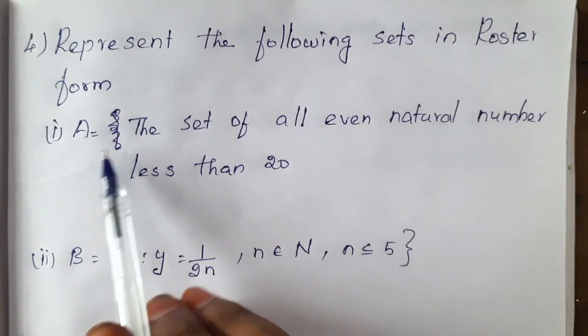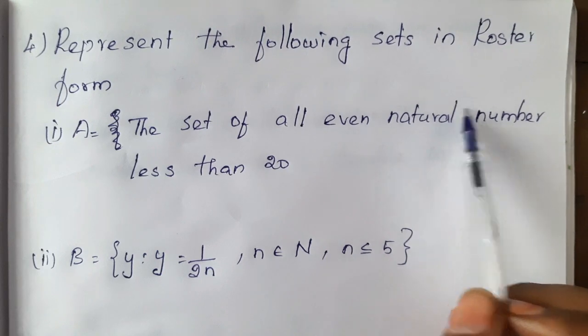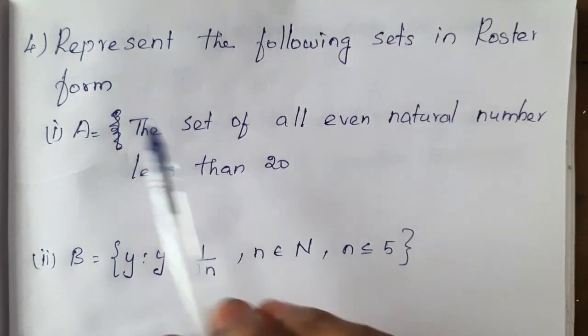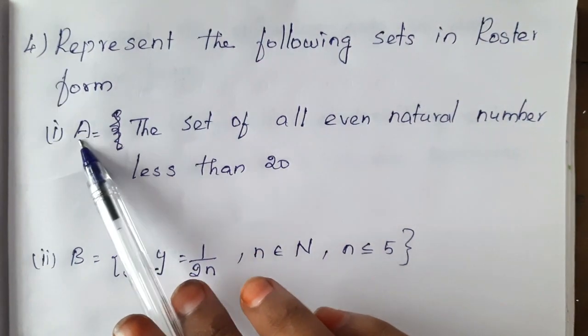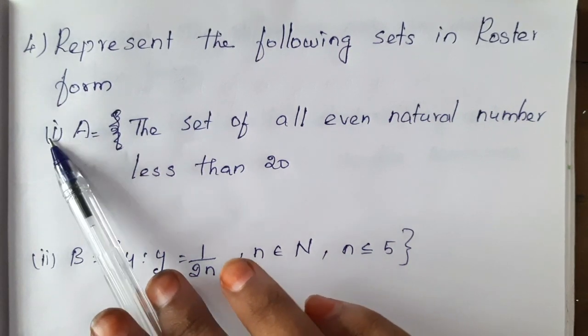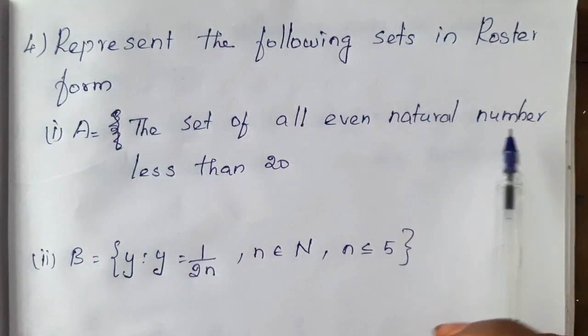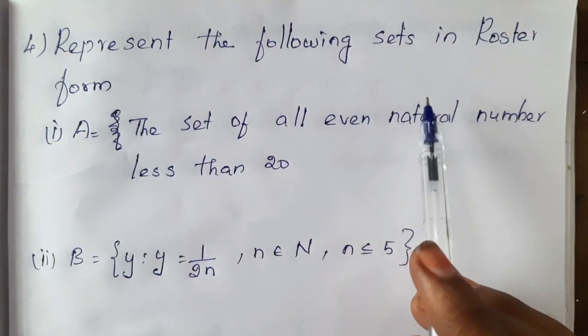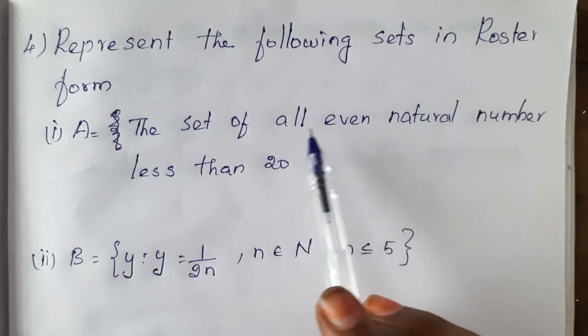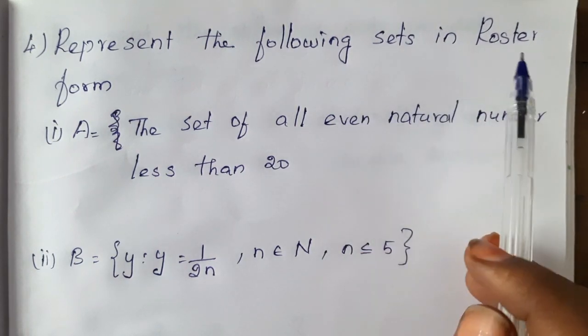Look at the set A. A equal to set of all even natural numbers less than 20. So this is a set A. They have given it in a capital letter. It is in the descriptive form. We have to write that in roster form.